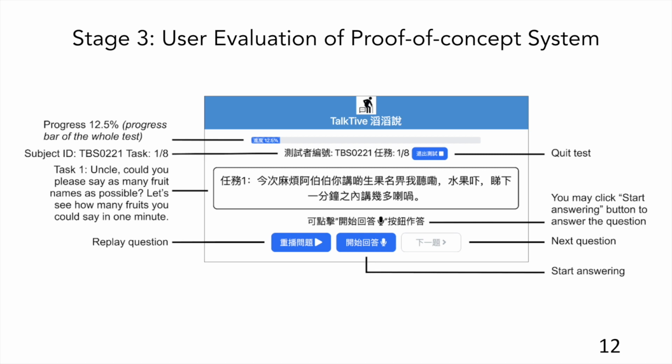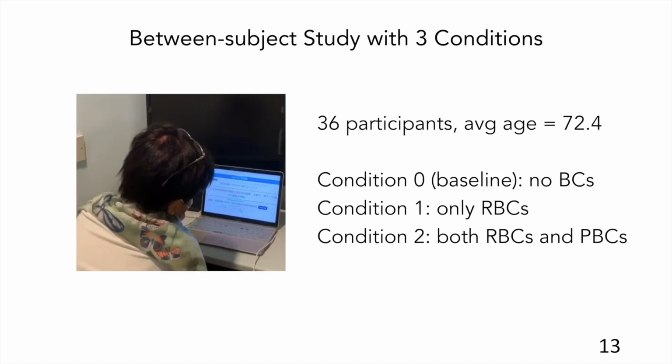To evaluate our backchanneling algorithms, we developed TalkTive, a conversational agent which can predict both timing and form of backchanneling during cognitive assessments. It mimicked a cognitive assessment with 9 preset tasks. Our study invited 36 older adult participants, aged from 61 to 84 with an average of 72.4. We evaluated the backchanneling features in 3 conditions: condition 0 with no backchannels, condition 1 with only RBCs, condition 2 with both RBCs and PBCs. 12 participants were assigned to each condition.